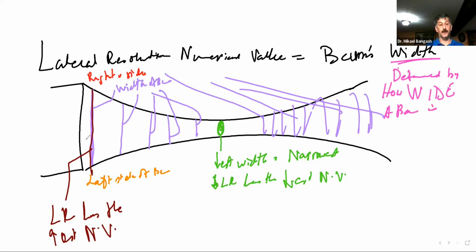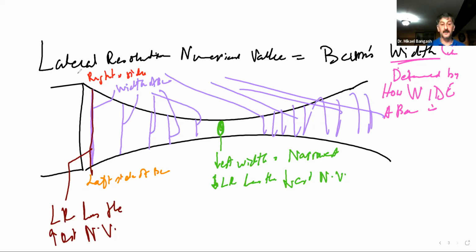At any point you say, this is the width of the beam. That width of the beam is going to be equal to the numerical value of the lateral resolution. Clear? Because this width is still going to be expressed in a unit of distance. It may be millimeters, centimeters, micrometers, whatever.